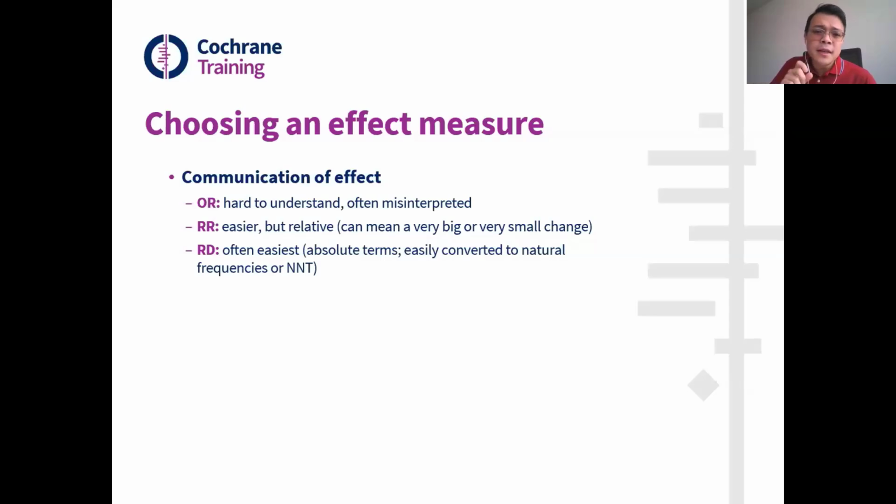Risk difference is often the easiest in terms of communication of effect because it is an absolute term. And as shown in the previous slide, we can easily convert this to natural frequencies, to numbers. And also, we can use the risk difference to calculate the number needed to treat, the NNT. We won't cover this, but the number needed to treat is the number of persons who need to receive the treatment or the intervention for one additional person to experience or to avoid a particular event. And we usually don't use this directly in meta-analysis.